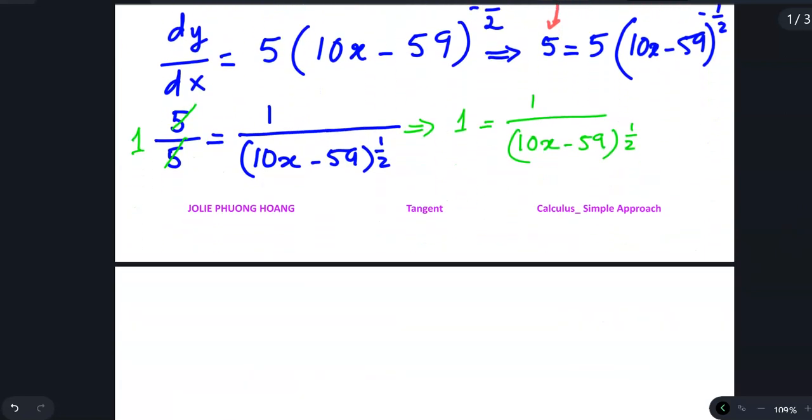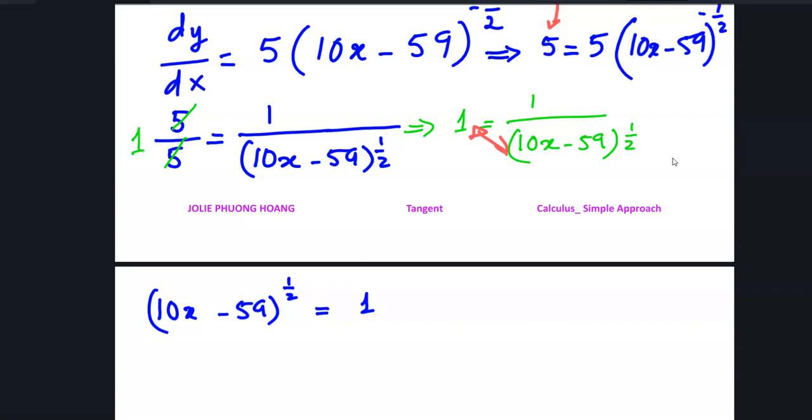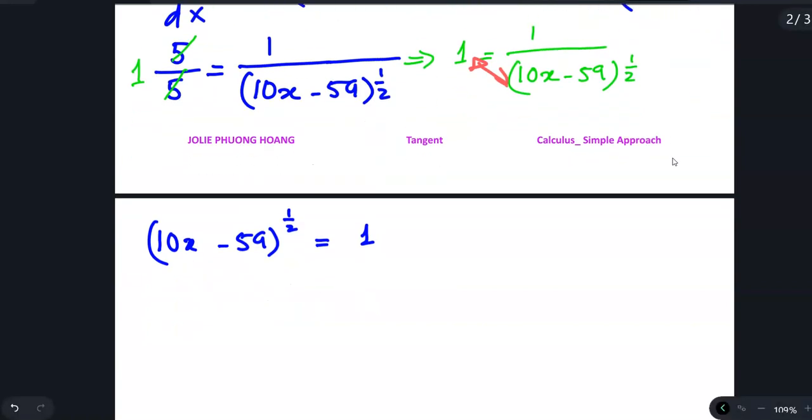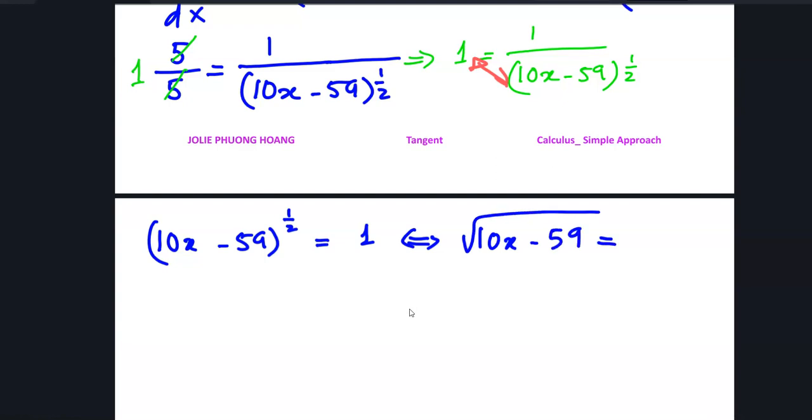To solve this equation, I will multiply this over to the other side. That means I'm multiplying by 10x minus 59 to the exponent a half, and on the other side, I multiply by 1, which is just itself again, equal to 1. In solving this equation, you need to get rid of the square root, so you should square the equation. It's equivalent to this form here: the square root of 10x minus 59 equal to 1.